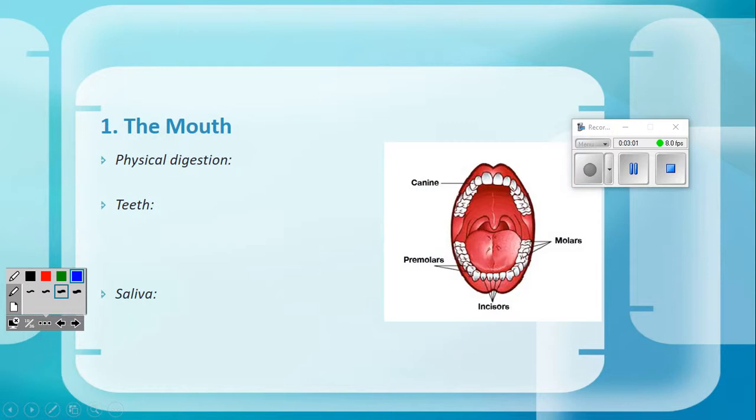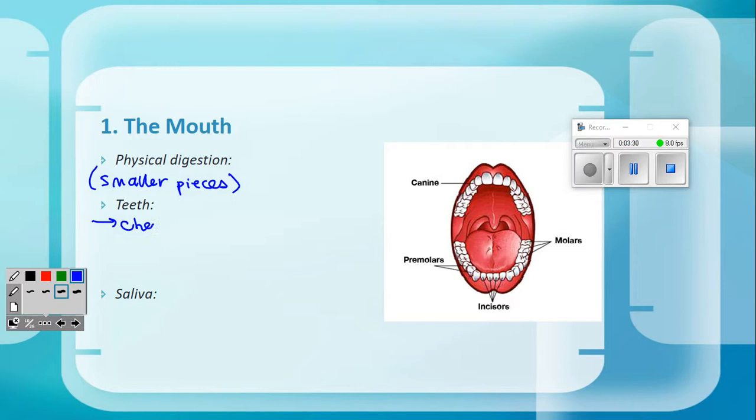Another thing that your mouth accomplishes is physical digestion. There's a picture of your teeth here, but you do not have to be able to label your teeth or know the names of your teeth. This is just for you, for interest's sake. Two of the things that your mouth does to help with physical digestion, which remember is making the food be in smaller pieces, is that you have teeth.